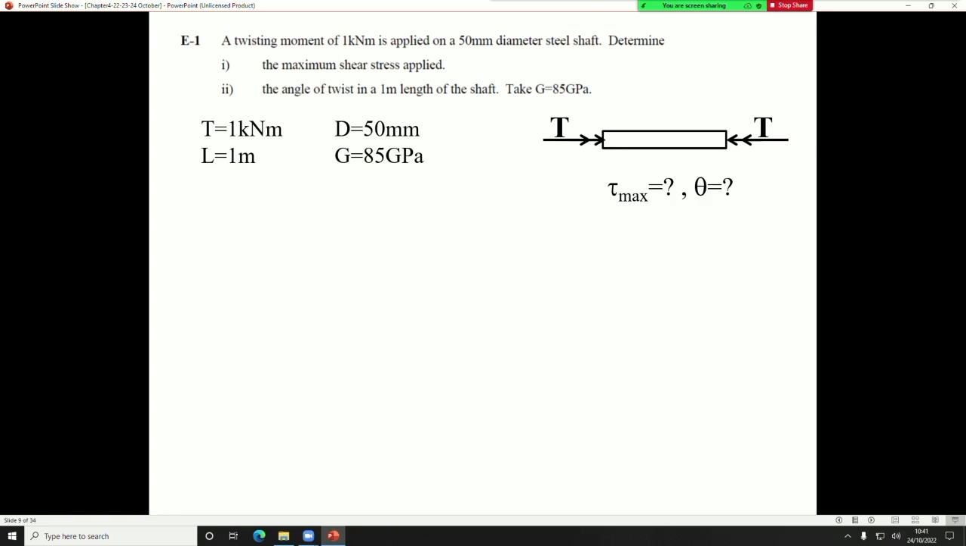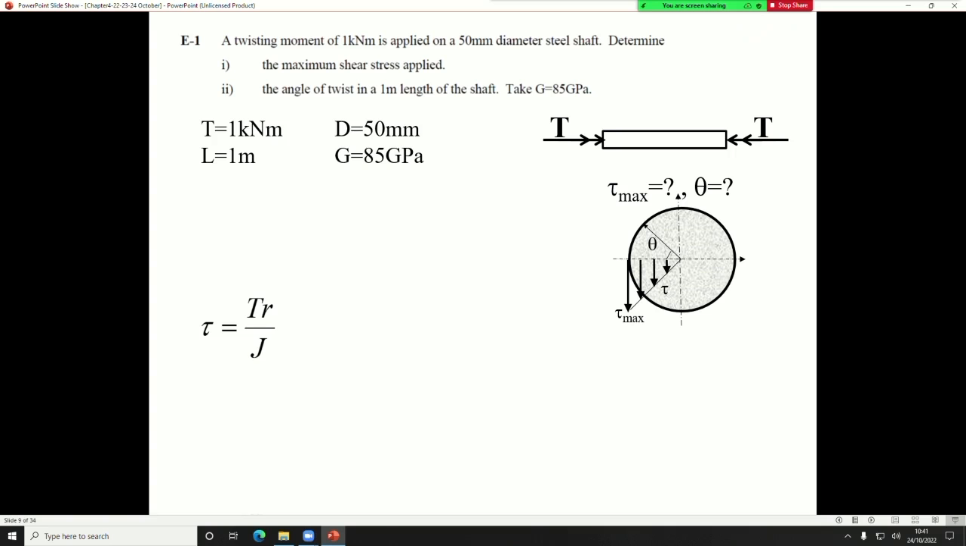Does anyone remember, as I said earlier, where is the position of the maximum shear stress when a solid cylinder is subject to a torsion? Outer, excellent. So when it's subject to torsion, the outer layer is subject to the maximum shear stress. In this case, it's solid. The center is subject to zero stress. The equation for tau is equal to TR over J, the torque applied, the radius of the cylinder, divided by J.